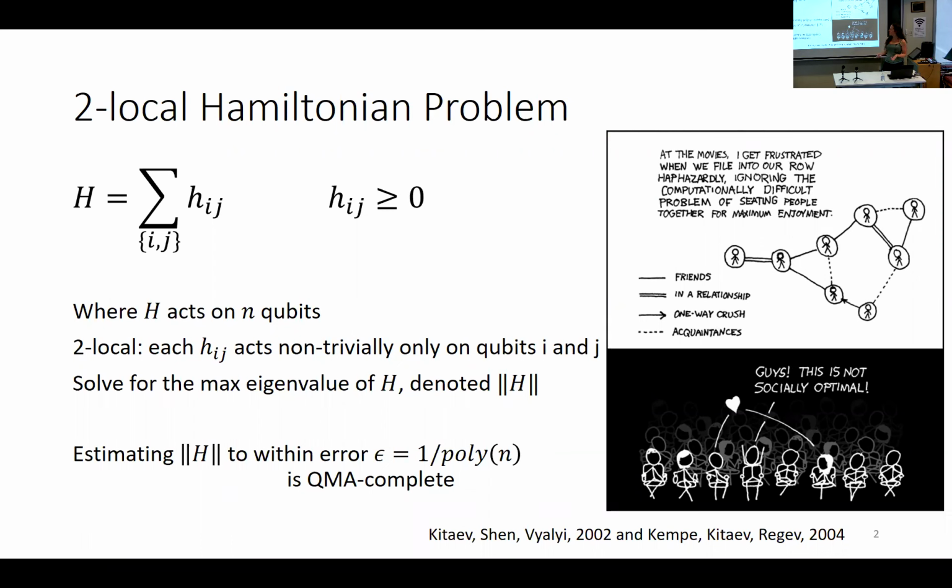We're going to be looking for the maximum eigenvalue, which is essentially the same problem as looking for the ground state if you're a physicist or a chemist. But we're looking for the maximum because it makes some of the math easier to write down. And it turns out that this problem is difficult in the sense that estimating it to within polynomial error is QMA complete, which means that we don't expect to be able to solve it efficiently.